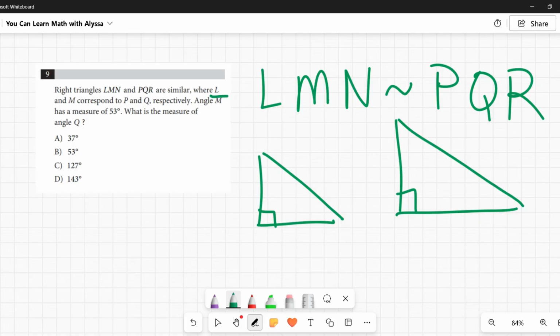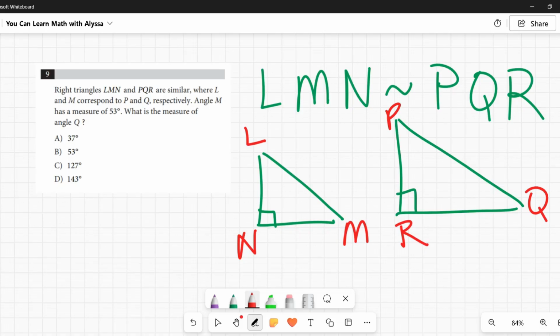And they're confirming it. L and M correspond to P and Q. So L corresponds to P, M corresponds to Q. All right, so that's all good. Now we can draw this out. We don't have to, but if we want to, it can help us visualize it sometimes. So I'll say L, M, N, P, Q, R. L corresponds to P, M corresponds to Q, and by default, N corresponds to R.